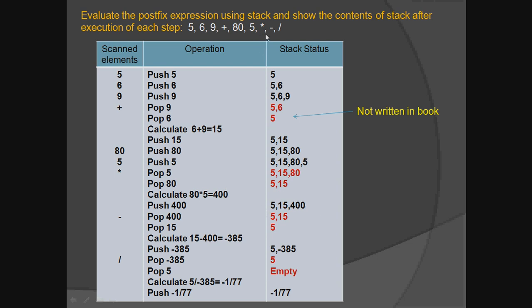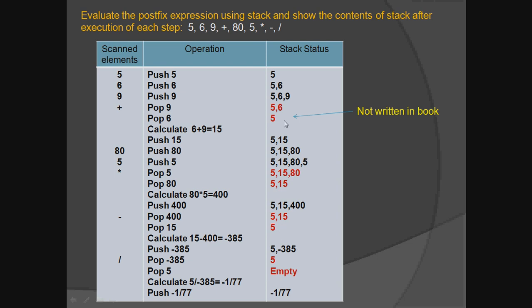After that we have the minus symbol. So when the minus symbol is encountered, we pop out 400 and then pop out 15. So now in the stack only 5 will remain. Okay, so we calculate 15 minus 400. So we get the value minus 385. So now that minus 385 is pushed into the stack. So we have 5 and minus 385.